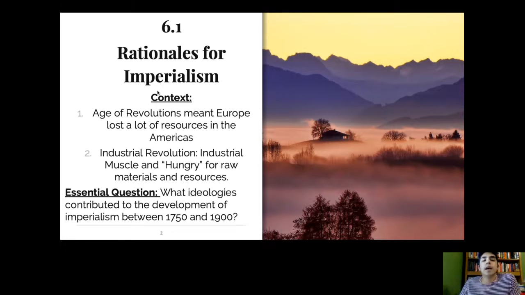Not too difficult. So the context is the Age of Revolutions meant Europe lost a lot of resources in the Americas. They lost territories in the Americas, and then the Industrial Revolution just took place. The European powers are suddenly given new industrial muscle. Remember, Great Britain is the first to industrialize, and it spreads across Europe, and they're hungry for raw materials and resources.